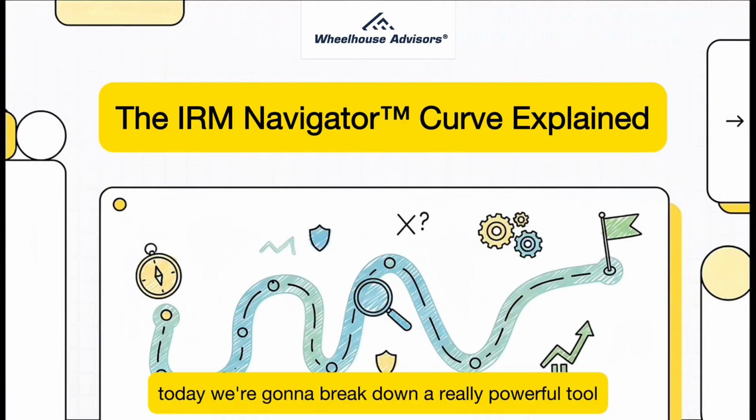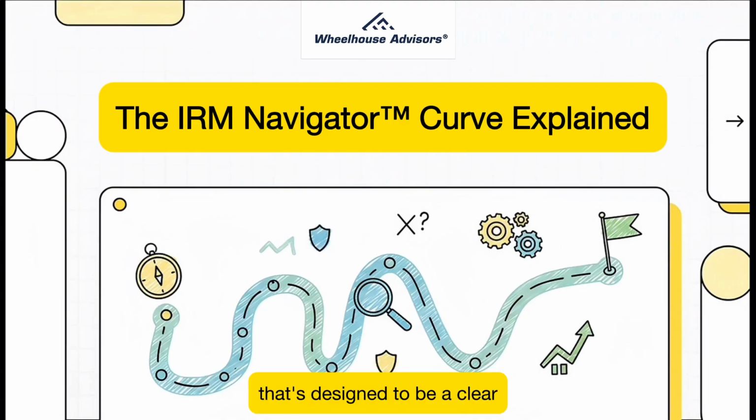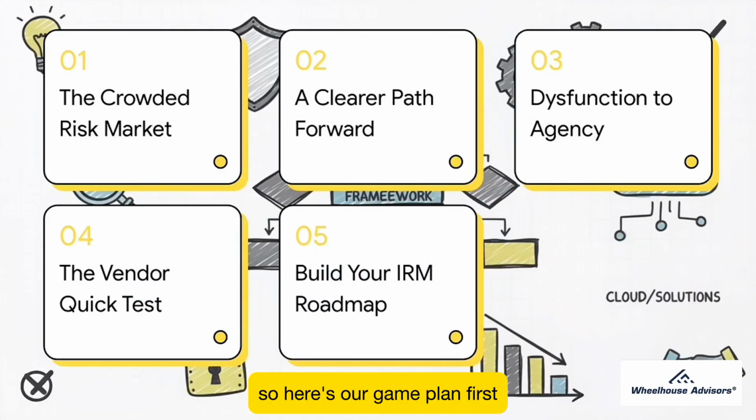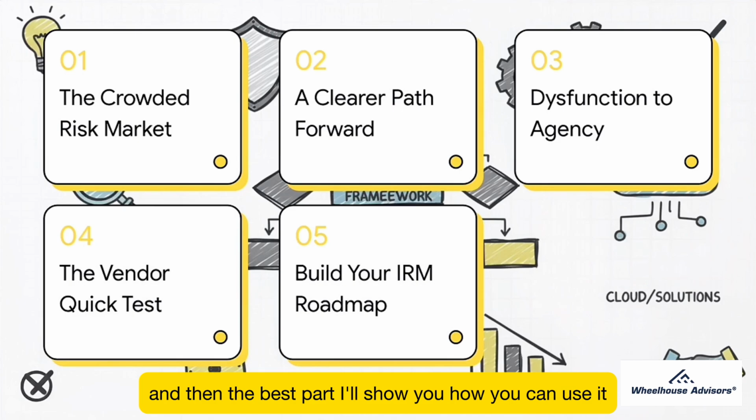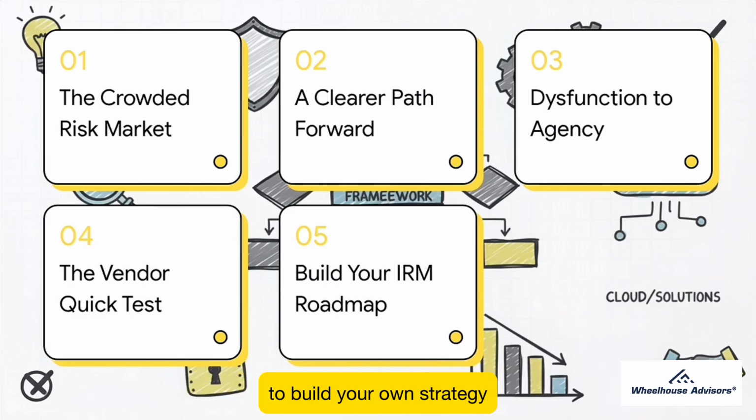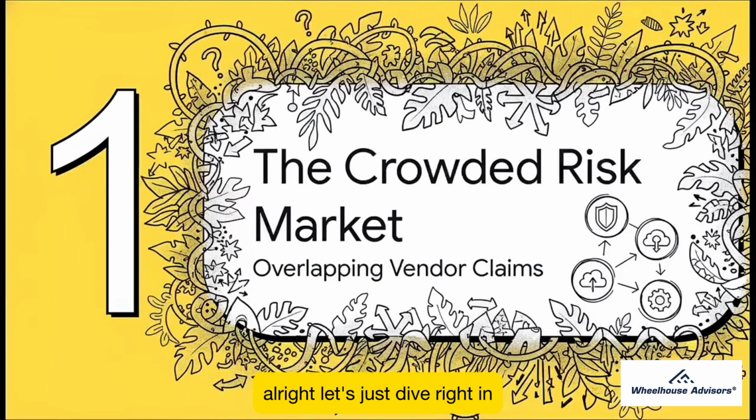Today, we're going to break down a really powerful tool that's designed to be a clear, simple map to navigate all that chaos. So here's our game plan. First, we're going to talk about the problem, why this market is so tough to figure out. Then we'll introduce this new framework that brings a ton of clarity. We'll walk through how it all works step by step, and then the best part, I'll show you how you can use it to build your own strategy. All right, let's just dive right in.